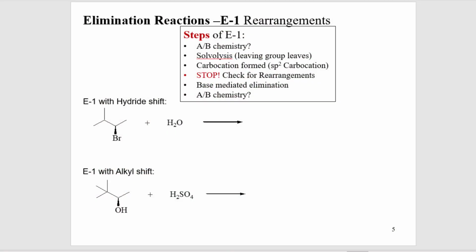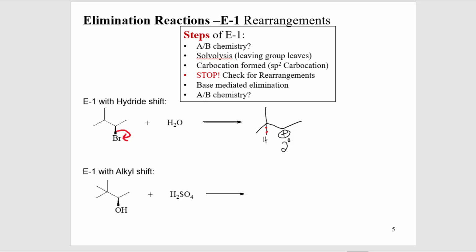Okay, so let's go back and start talking about all of the things that we have to consider in an E1. You should feel very comfortable with all of the things we're going to talk about, because you'll see some very familiar slides, just like this one, right? As I mentioned, after solvolysis and the formation of a carbocation, right now it's just like an SN1, right? Leaving group leaves, step 1. Step 2, stop. Look around. Can I do better than this secondary carbocation? I sure can. There's a hydrogen next door.